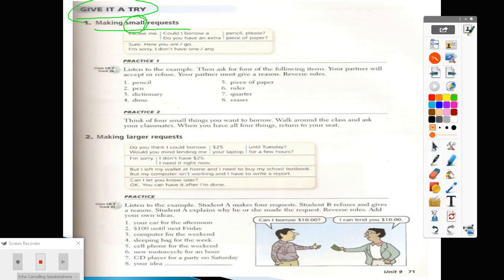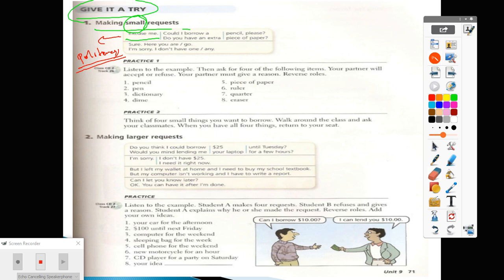Excuse me. This is very important to start your request, and it shows politeness. Excuse me, please, if you don't mind: these are indicators of politeness. Could I borrow? Again, "could" in the past, to show that I am asking you in a polite way. Could I borrow a pencil, please?